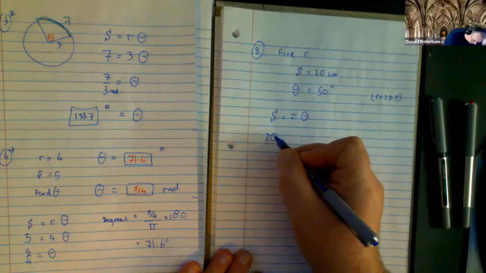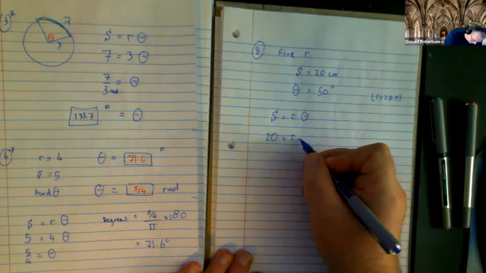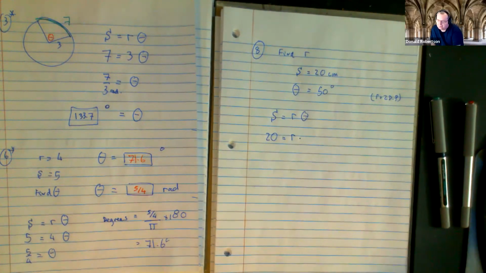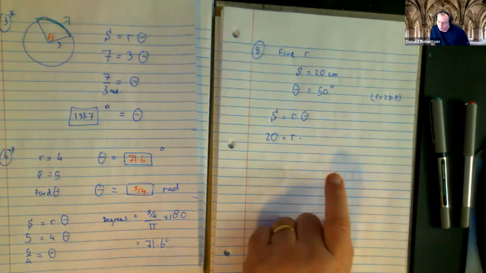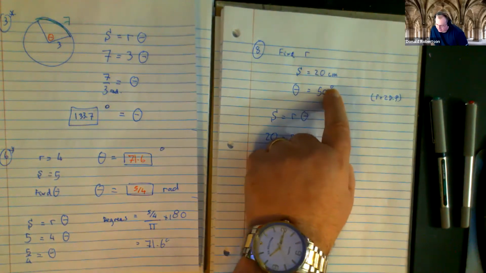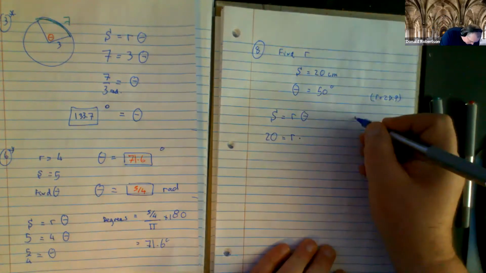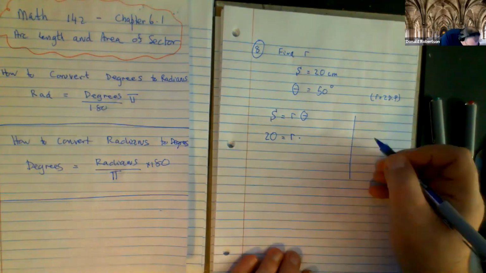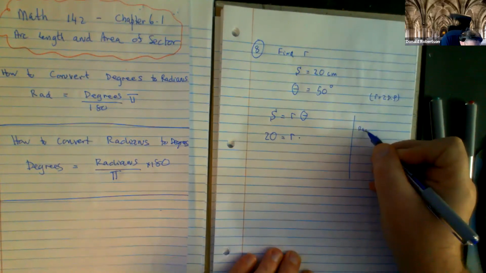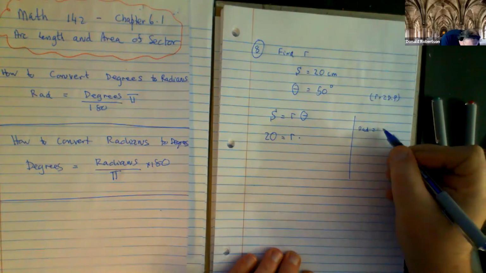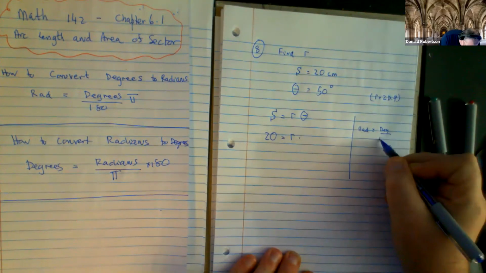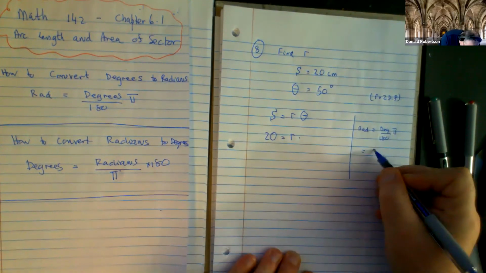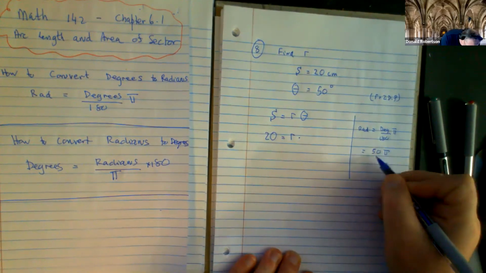20 is going to go here. R, I don't know. And now I have theta. Do I put 50 in here? No. Do you notice it's 50 degrees? So don't I have to do one of my conversions? I'm going to take it in radians, right? And in radians, it's the degrees times pi over 180. In this case, it's going to be 50 over 180.